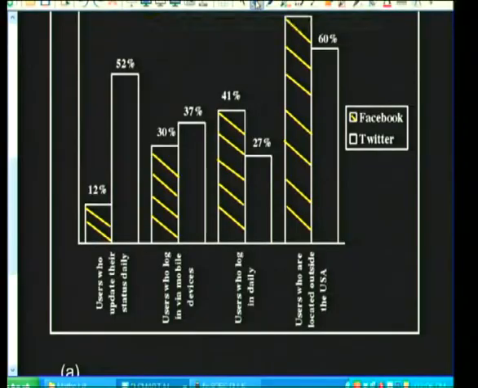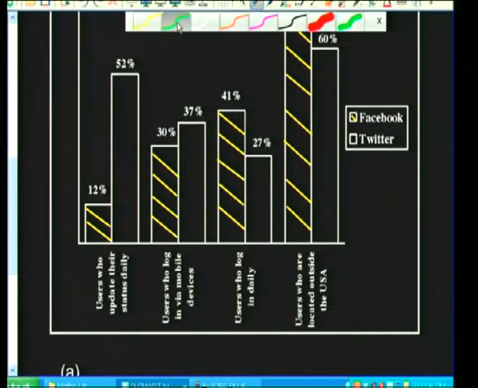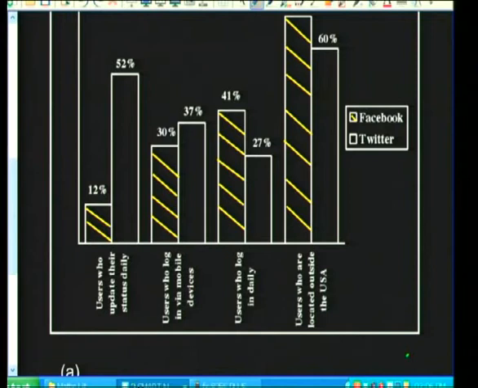So let's have a look at this graph. And I'm going to change my color to green. The reason why I'm not using yellow is because yellow is already on the graph. You can see that my yellow lines in those special bars represent Facebook. Can you see that? Facebook is represented with the yellow stripes. Now, the clear bars are represented by Twitter. So if you look at the first set of columns over here, they represent the users who update their status daily. 12% of users on Facebook are updating on a daily basis.